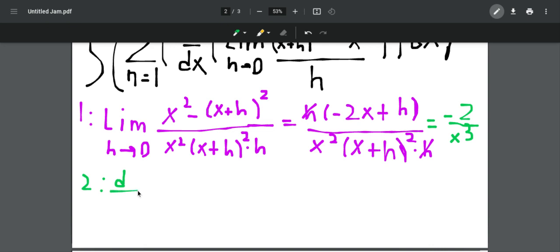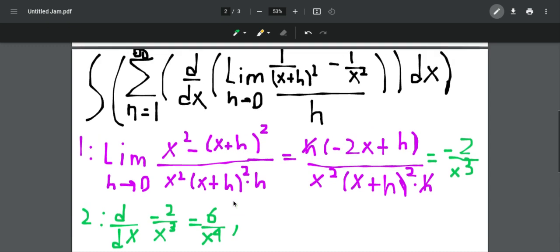We should take the derivative with respect to x of negative 2 over x to the third power. Using the power rule, we can write it as negative 2 times x to the negative 3. Differentiating it, we get 6 over x to the 4, which is the same as 6 times x to the negative 4. And now we should go to the third part.